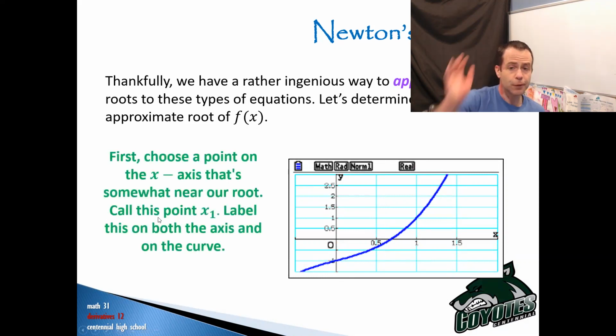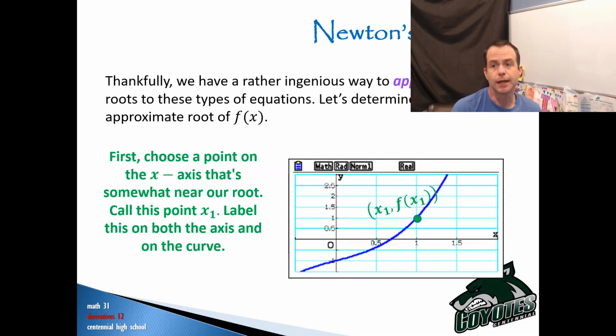So the first thing we do is we choose a point on the x-axis that's somewhere near our root, and we're gonna call this x1. Label this on both the x-axis and on the curve. So if I just pick a random point and I call it x1, that point as a coordinate pair then, as we've done in other things, would be x1 comma f of x1, right? So I've just picked a random point and I called it x1 comma f of x1, x comma y, okay?